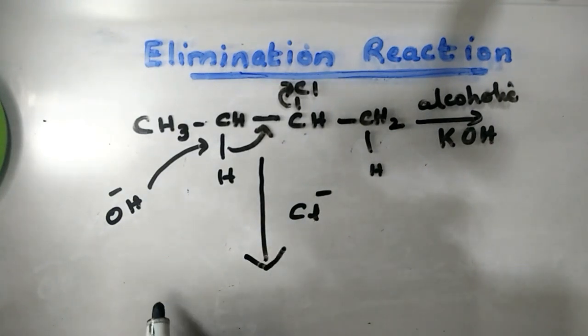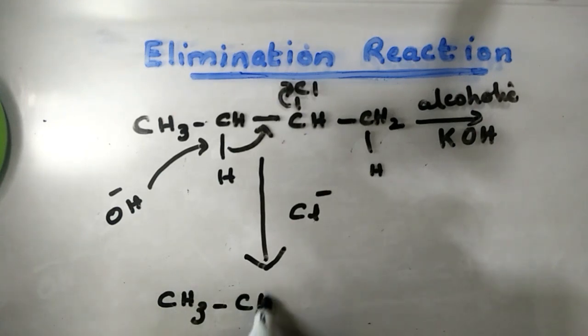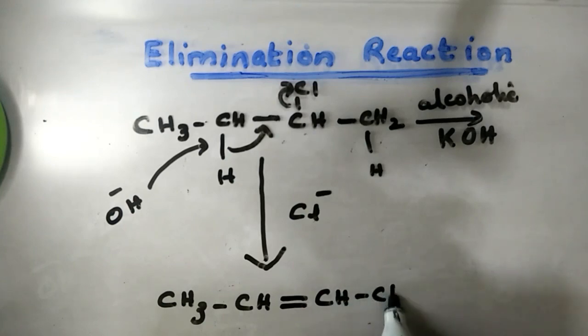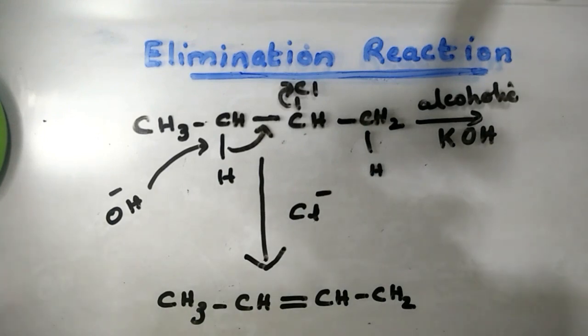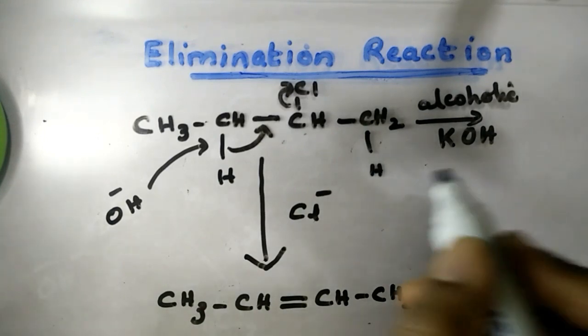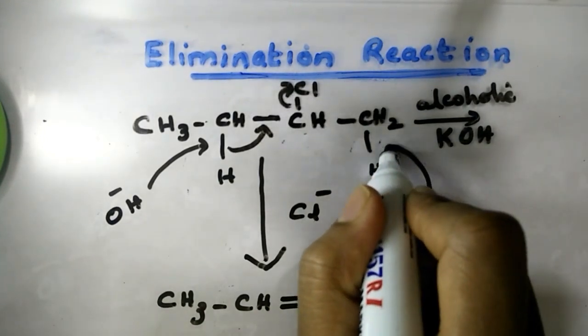And you are getting a product CH3CH=CH-CH3. If OH- is attacking through this side. Second case, the attack of OH- through this side.